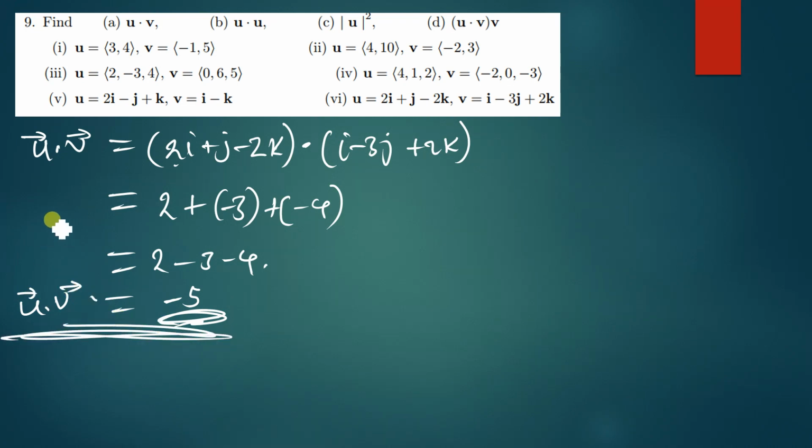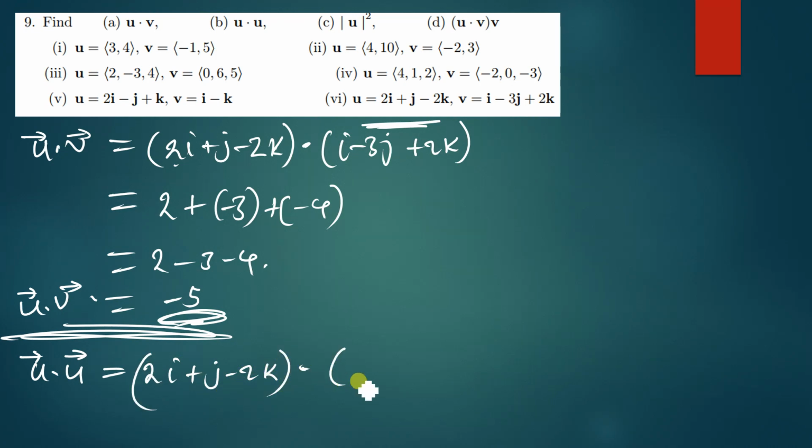Okay, let's find what u dot u is. So u dot u, we're just dotting u to itself. So u has been given as 2i plus j minus 2k. So we have 2i plus j minus 2k.